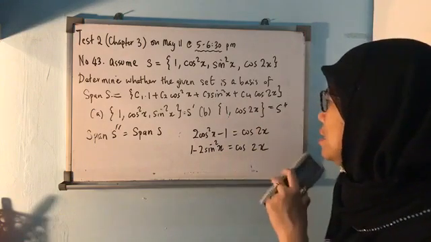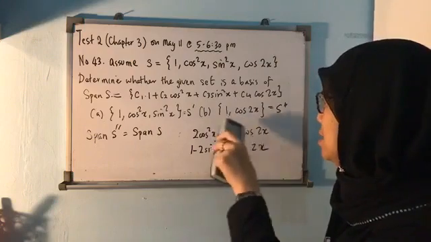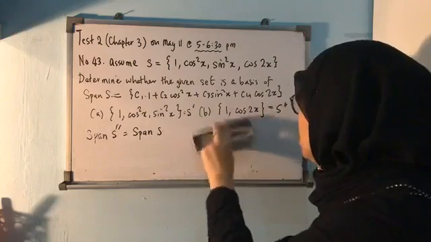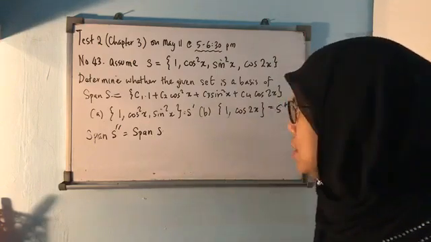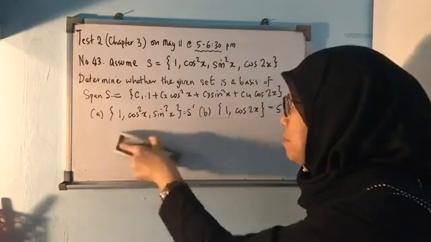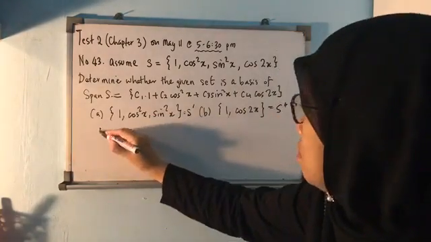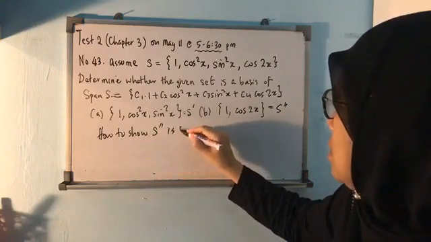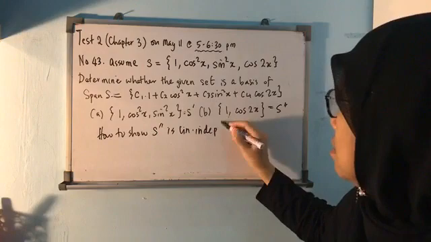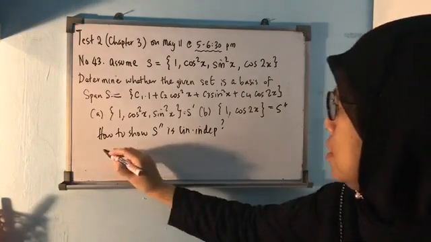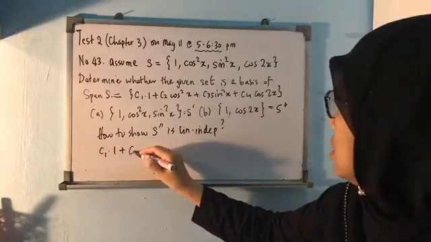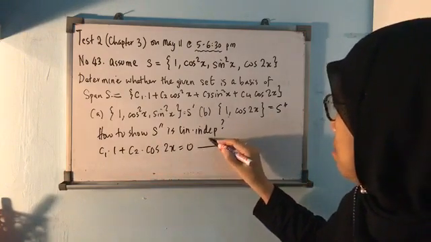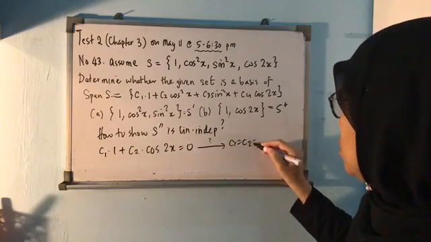Okay, this is a bit difficult because this and this have no relation, okay? How? I have never given this example, it's a good question. Okay, how to show S double prime is linearly independent? Okay, so C1 dot 1 plus C2 cosine 2x equals 0. Does it imply C1 and C2 are 0?